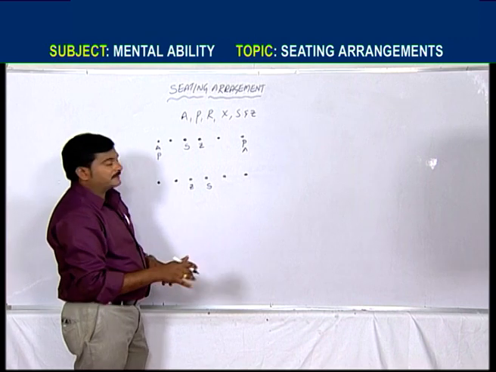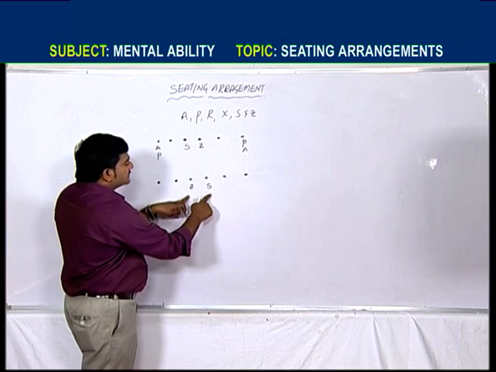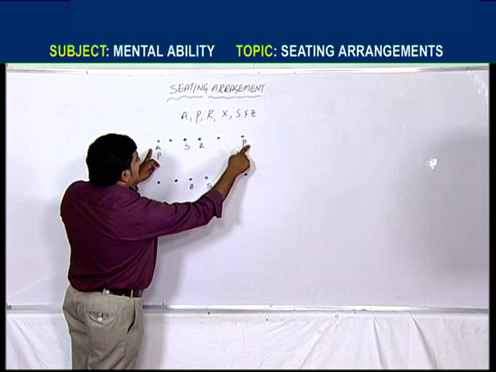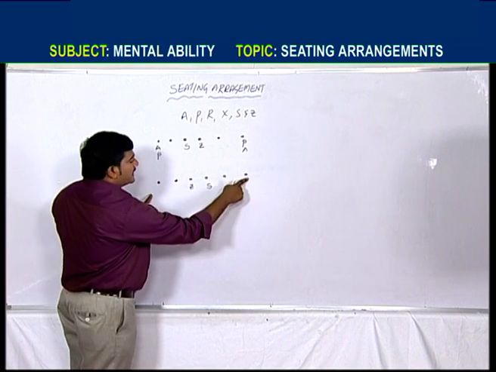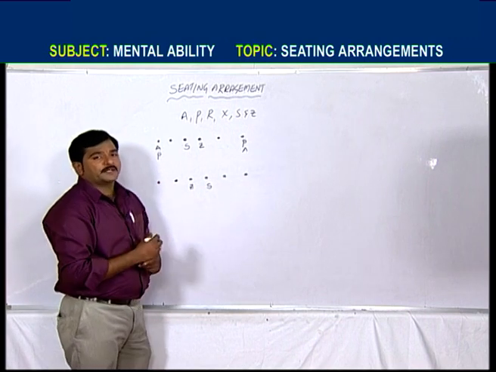You should not take anyone. Here S and Z may come or Z and S may come. Here A and P may come or P and A may come. Same, A and P or P and A. Okay, we will take the next condition.